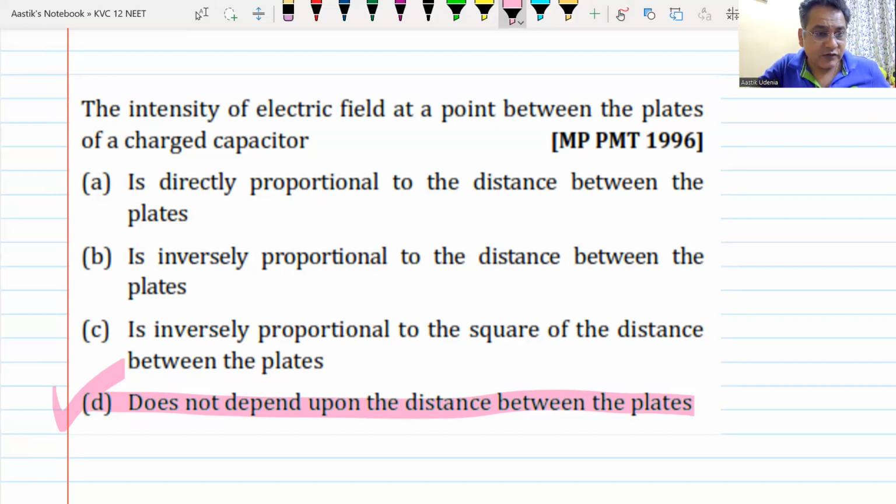Let us move ahead and do some more things that we have to do. Now, the next heading is capacitor partially filled with dielectric.